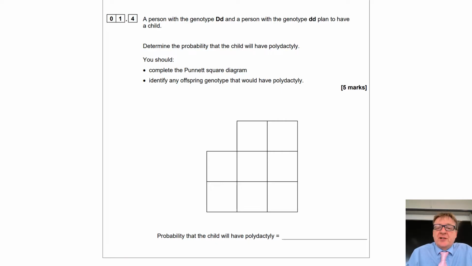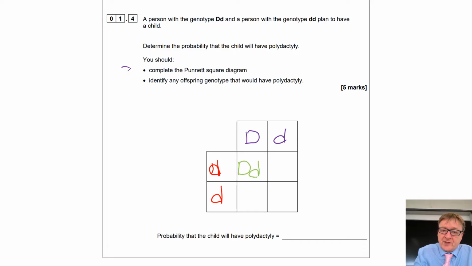1.4. A person with genotype big D little d and a person with genotype little d little d plan to have a child. Determine the probability that the child will have polydactyly. Complete the Punnett square, so I've got to do that. Identify the offspring genotypes that would have polydactyly. So I need to come back to that question a little bit. I'm going to put the parent's alleles at the top, and then little d. Then what you do is you cross over. So big D, little d. Then I've got big D, little d. Then little d, little d.